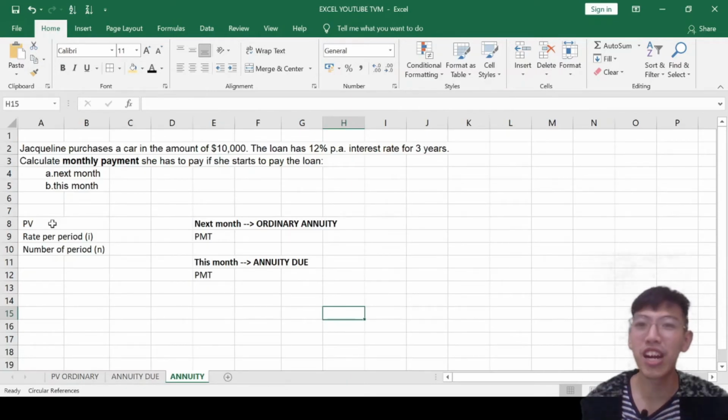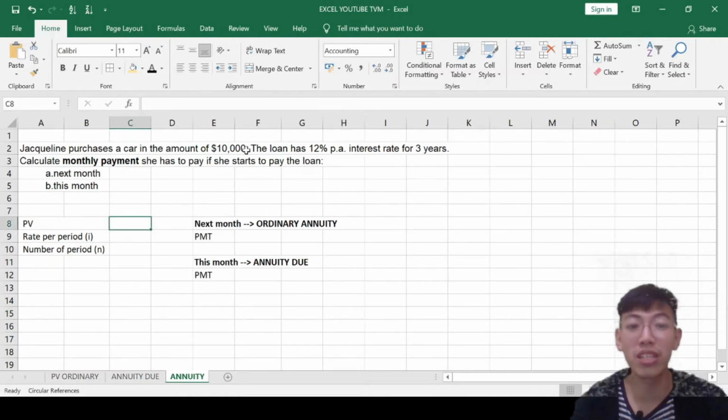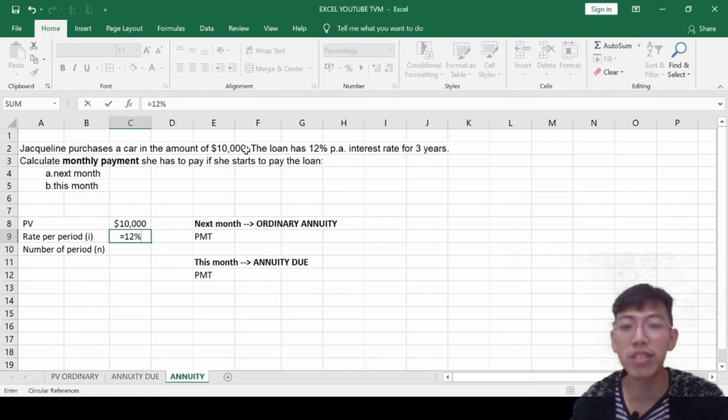Go to the third case to calculate the PMT. Jacqueline purchased a car in the amount of $10,000. The loan has a 12% per annum interest rate for 3 years. Calculate the monthly payment she has to pay if she starts to pay the loan next month and this month. Okay, we know the present value is $10,000, right? Just put here 10,000. The rate per period, okay, 12% is per year because it is monthly, so just divide 12% by 12. Equals 12% divided by 12.